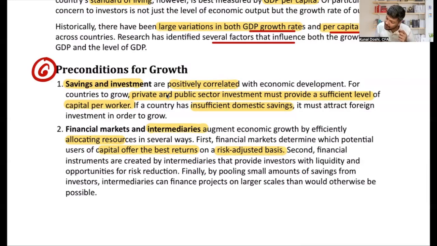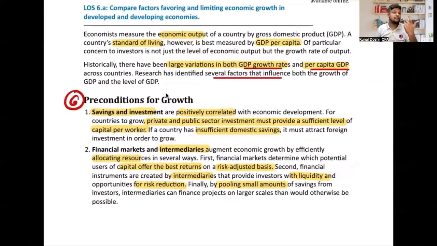Financial instruments are created by intermediaries that provide liquidity and opportunities for risk reduction, like hedging. Correct? Financial markets help you to hedge or they provide you liquidity by selling it on the exchange. And many mutual funds collect money from very small investors. They pool the small amounts of savings from various investors and then they lend it or give it to those who require that or invest in risky projects. So the role of intermediaries is very important.